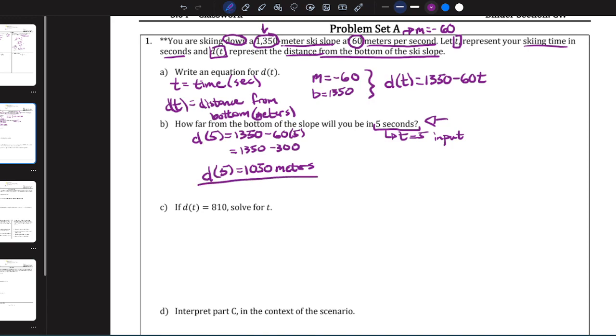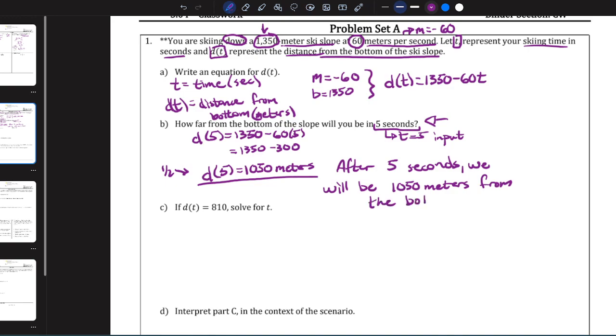Now, again, I have a word problem I'm working with, and so just supplying this information gets us about halfway there. Thinking about the test that's coming up, this would be half credit right here, just supplying this answer. What I need to fully involve here is a full solution or answer sentence. And so, after 5 seconds, we will be 1,050 meters from the bottom.